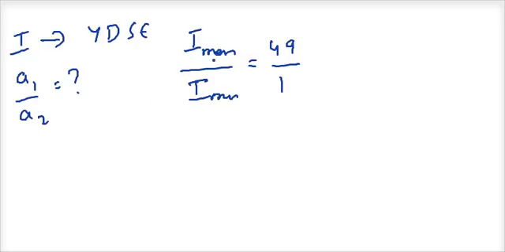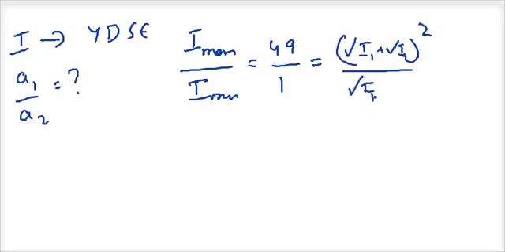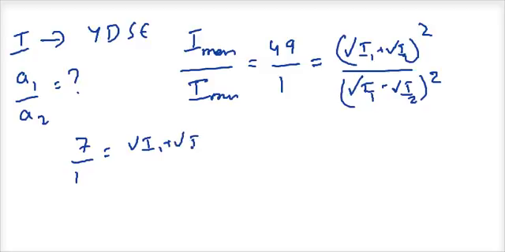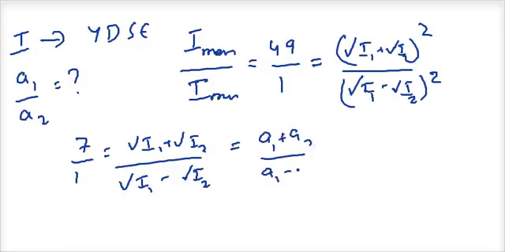Okay, so to do this, I know I max by I min is 49 by 1, so that will become equal to root I1 plus root I2 the whole square divided by root I1 minus root I2 the whole square. So from there I can say that 7 upon 1 is equal to root I1 plus root I2 divided by root I1 minus root I2. Now I know I1, I2 depend on the square of A, so this will become equal to A1 plus A2 divided by A1 minus A2. This is equal to 7 by 1.